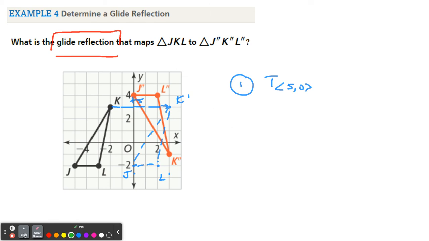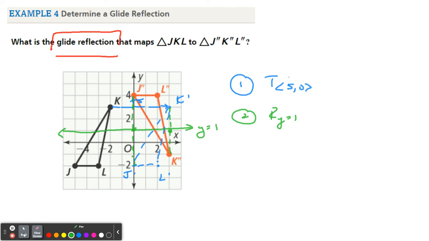And now I'm going to connect a pair of corresponding vertices. Let's just do the K's. So K prime to K double prime. This is a length of 1, 2, 3, 4. The line of reflection goes through its midpoint. The midpoint is right there. If we do the same thing with the J's, J double prime to J prime. 1, 2, 3, 4, 5, 6. Halfway is 3. 1, 2, 3. There's the midpoint. Connect those two midpoints. This is going to be your line of reflection. This line of reflection has a y value of 1. That is that line of reflection. So your second step here is you're going to reflect across the line y equals 1.